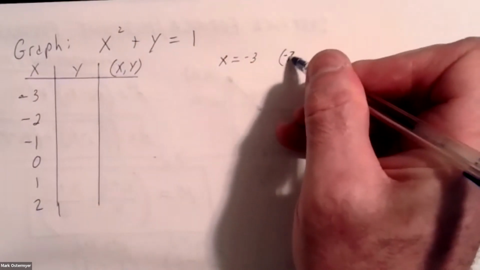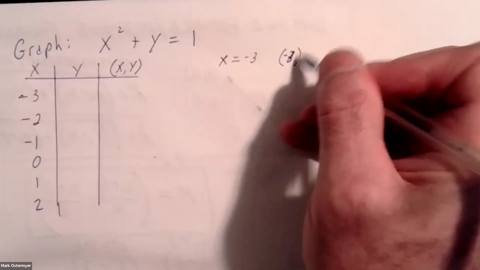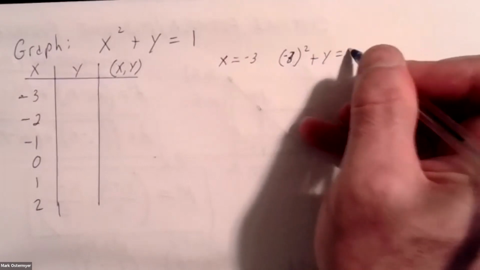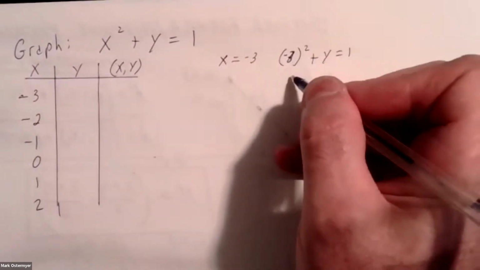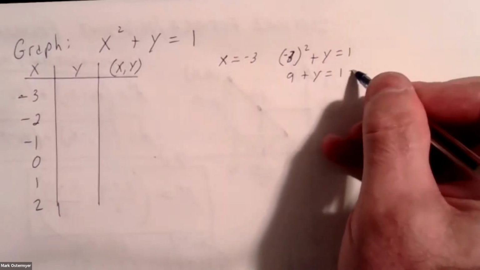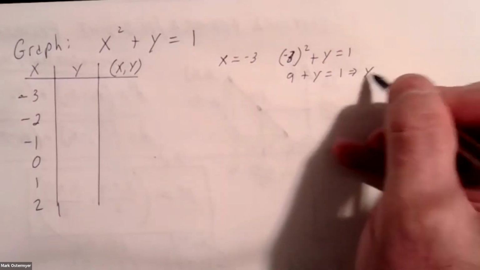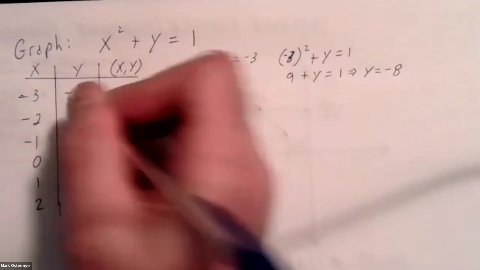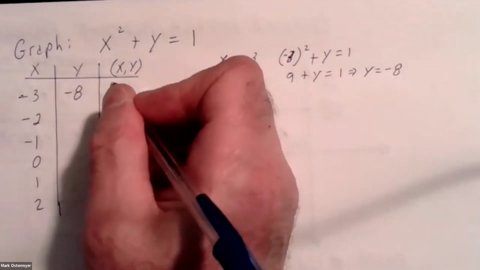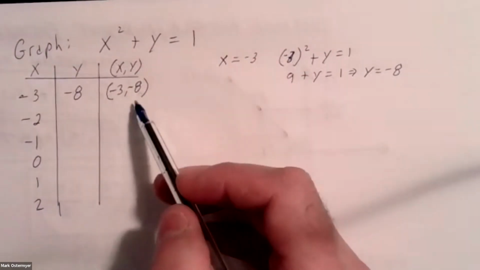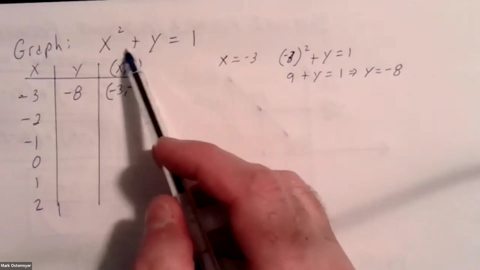So we'll have -3 squared plus y equals 1. Negative 3 squared is 9, so 9 plus y equals 1. Solving for y by subtracting 9 from both sides, we get y is equal to negative 8. So one ordered pair solution to this equation in x and y is this ordered pair negative 3, negative 8. So this point's going to have to lie on the graph of this equation, correct?